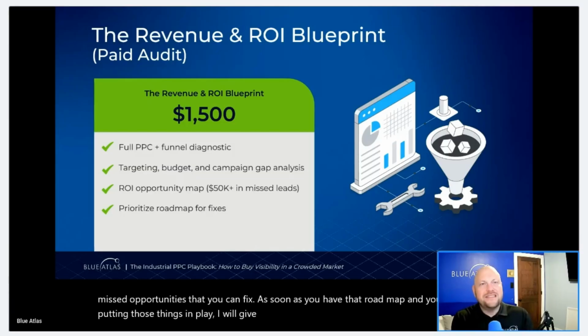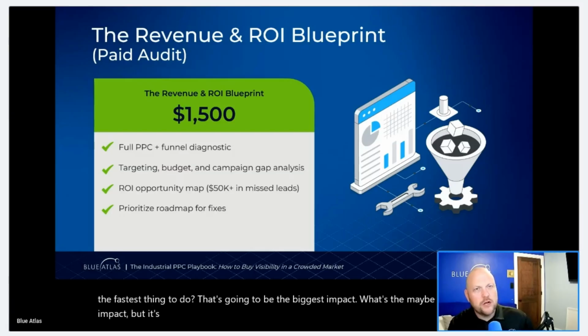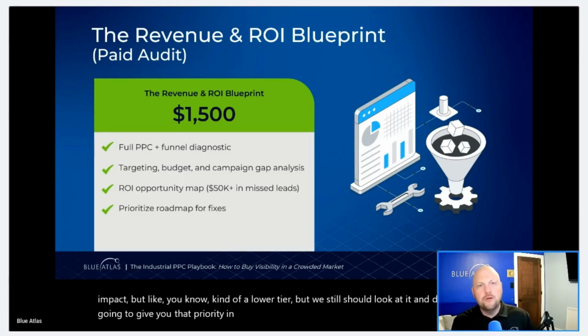I will give you a prioritized roadmap for fixes. What's the fastest thing to do that's going to have the biggest impact? What's maybe the biggest impact, but is going to take a little bit longer? What's maybe not as much impact, a lower tier, but we still should look at it and do it? We're going to give you that priority in our Revenue and ROI Blueprint to show you what to fix.